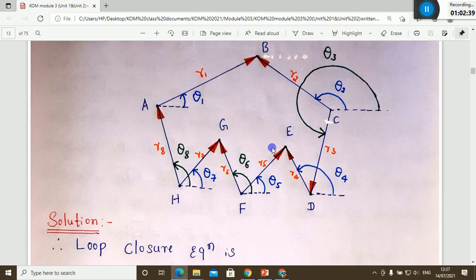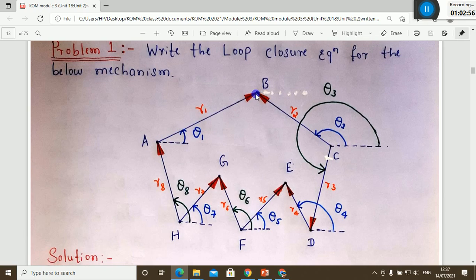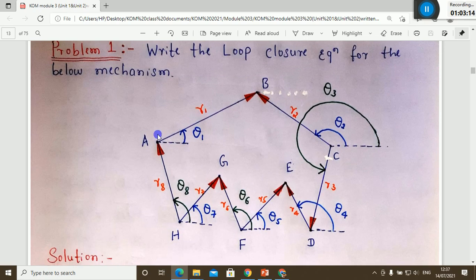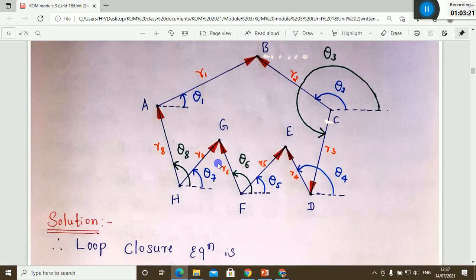The vector direction is clockwise. So this is clockwise, AB; CB is counterclockwise; CD is clockwise; DE is counterclockwise; FE is again clockwise. So just take the reference as AB. Okay, just fix the tail and try to rotate, and you will get the direction. If you fix the tail of the vector AB, it will be rotating clockwise as per the directions.